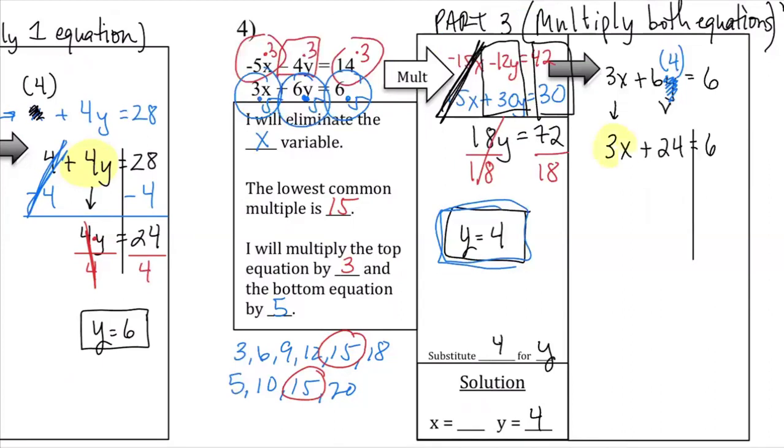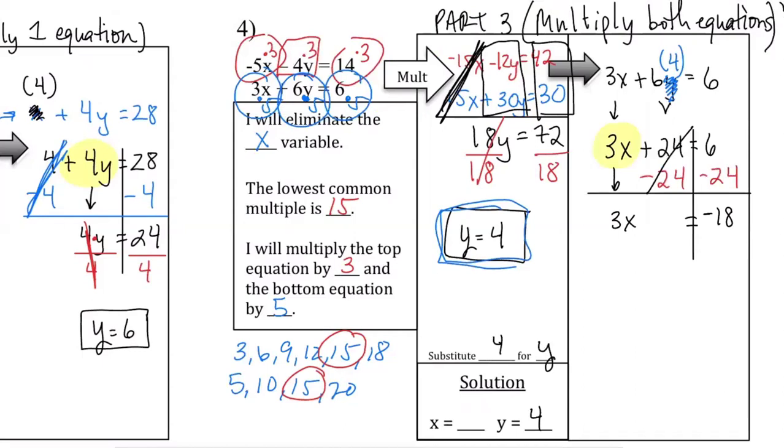We want to get the 3x by itself, so I need to get rid of that plus 24, and I'm going to do that by minus 24. So put that on both sides. 24's cancel. 3x equals 6 minus 24. Well, those are different signs. The negative team scored more, and they scored 18 more points. So a negative 18, because 24 minus 6 is 18.